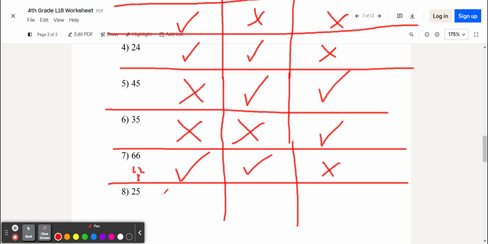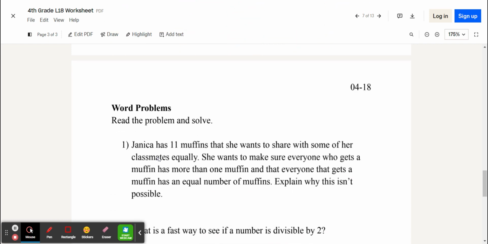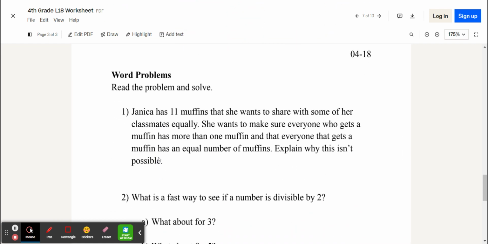And then for 25, it ends with an odd number, so that's a no. For 2, 2 plus 5 is 7. 7 is not divisible by 3, another no. And it ends with 5, so that's a yes. Whew. And now for the word problems.